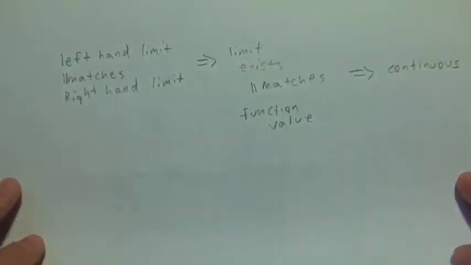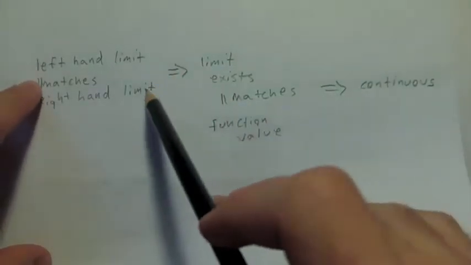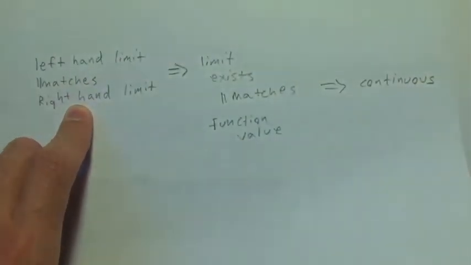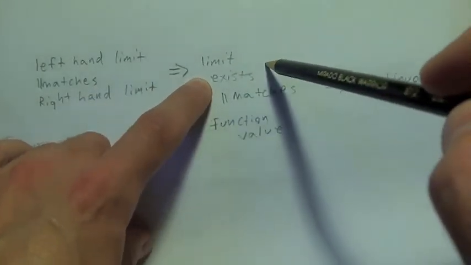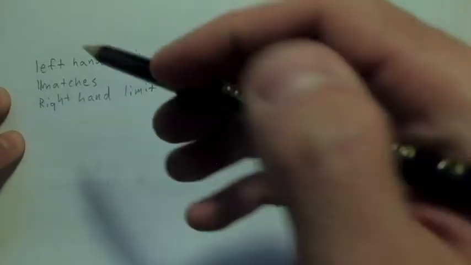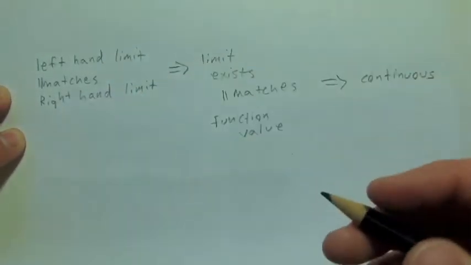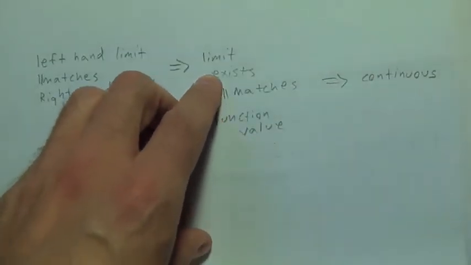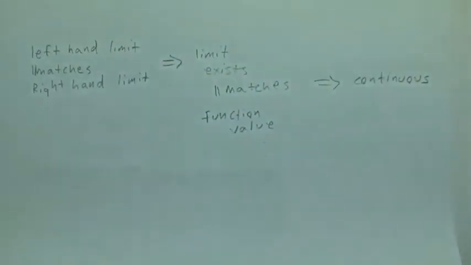Okay, so this is basically the process. If the left-hand limit matches the right-hand limit, then that means that the limit exists. This doesn't mean that the function is continuous. It's only continuous if we see that the limit exists and it matches the function value, which exists. Maybe I should add that the function value exists all by itself, but basically, the function value exists and it matches the limit which exists, then we get continuity. We get that the function is continuous.